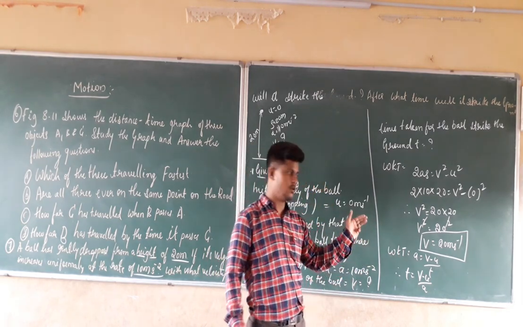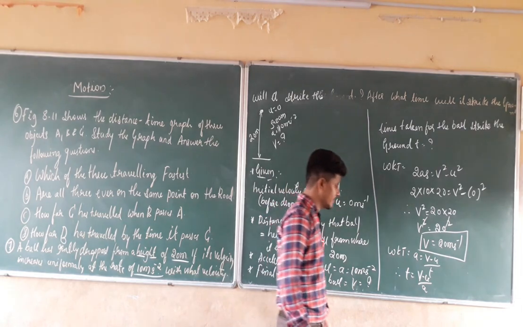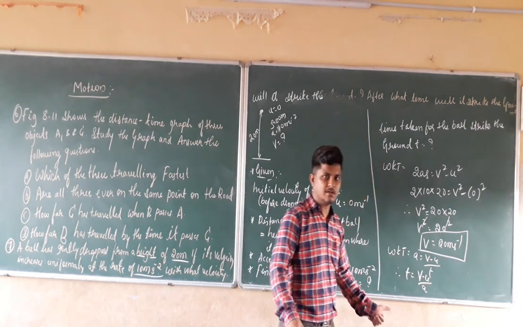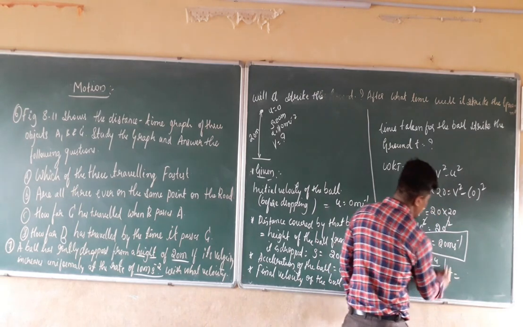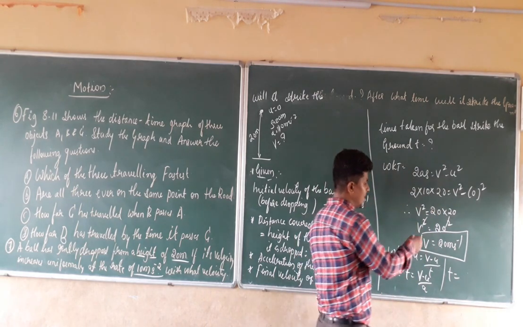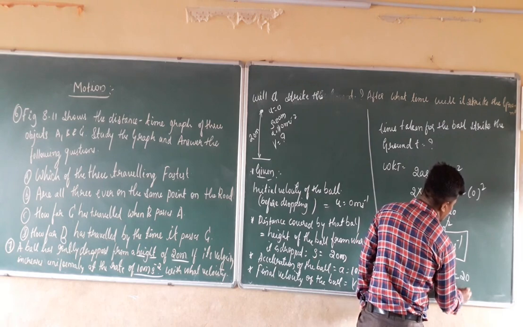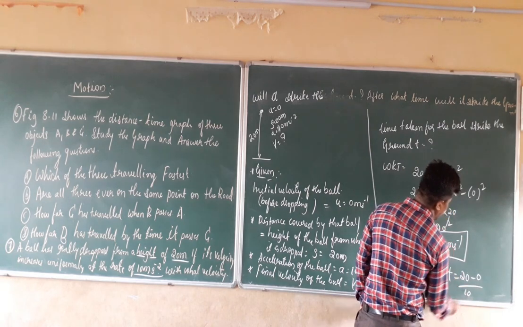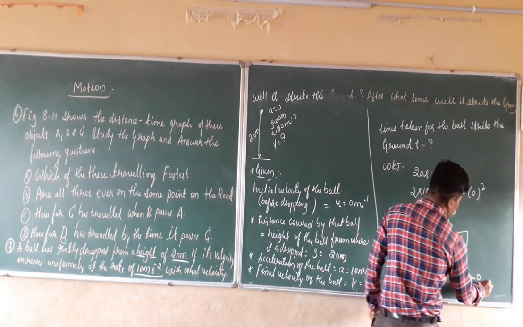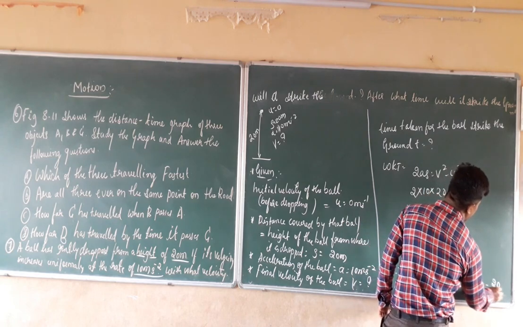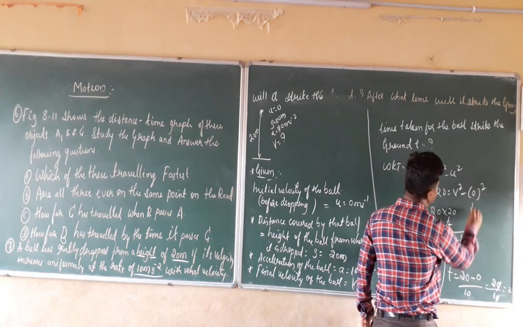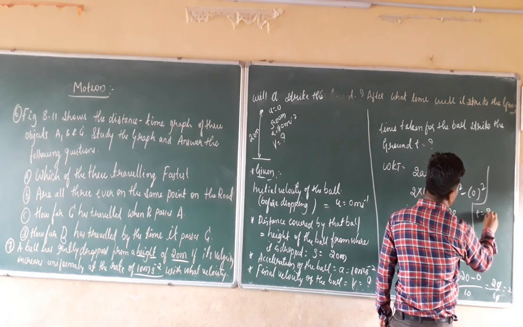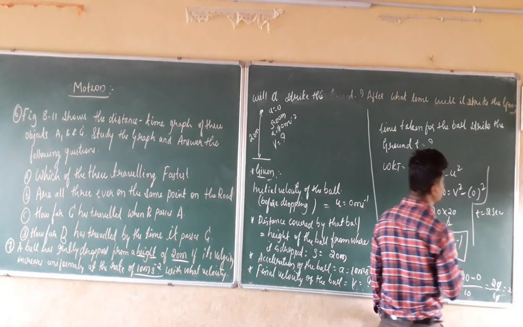That is nothing but a equal to v minus u divided by t, so t equal to v minus u divided by a. The value of v we have already found out, that is 20 minus 0 divided by how much? 10. That is equal to 20 divided by 10. The 0 gets cancelled. It is equal to 2. So the time taken is equal to 2 seconds.